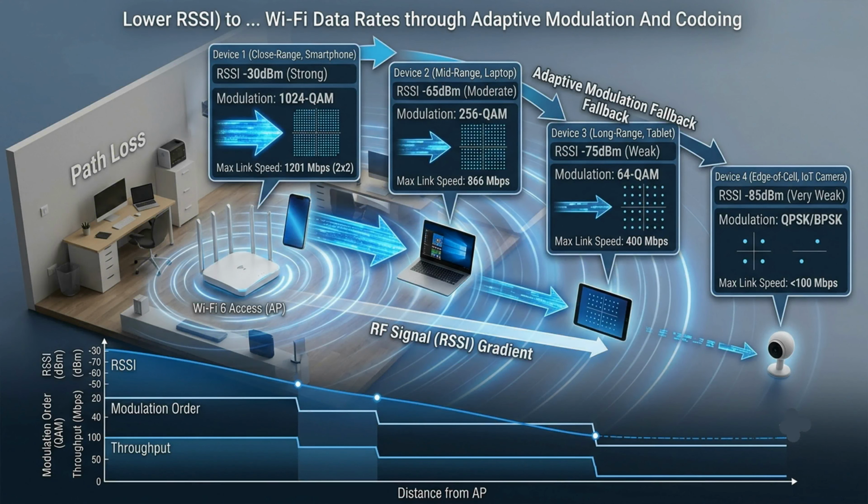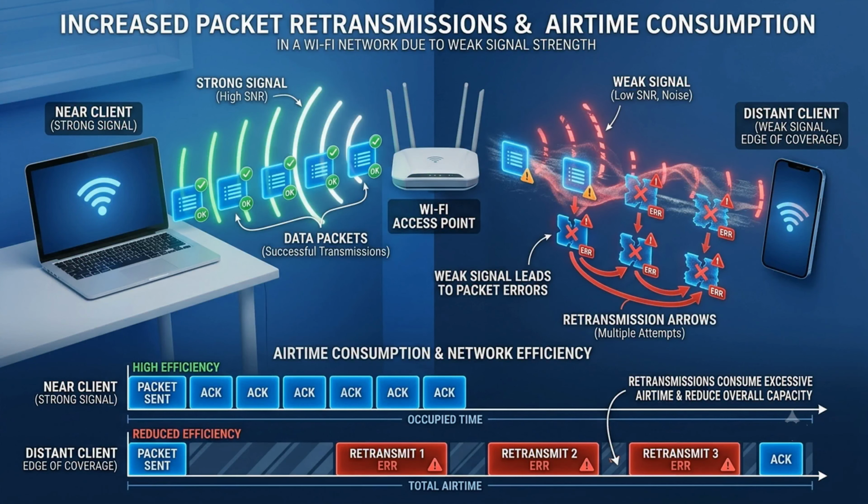Lower data rates. Modern Wi-Fi systems use adaptive modulation and coding. When RSSI decreases, higher order modulation schemes, 1024 QAM, 256 QAM, etc., become unusable. Devices fall back to slower modulation rates. Maximum throughput decreases. Increased packet retransmissions. Weak signals are more likely to be corrupted by noise, leading to frame errors, packet loss, and more retransmissions. Retransmissions consume airtime and reduce overall network efficiency.